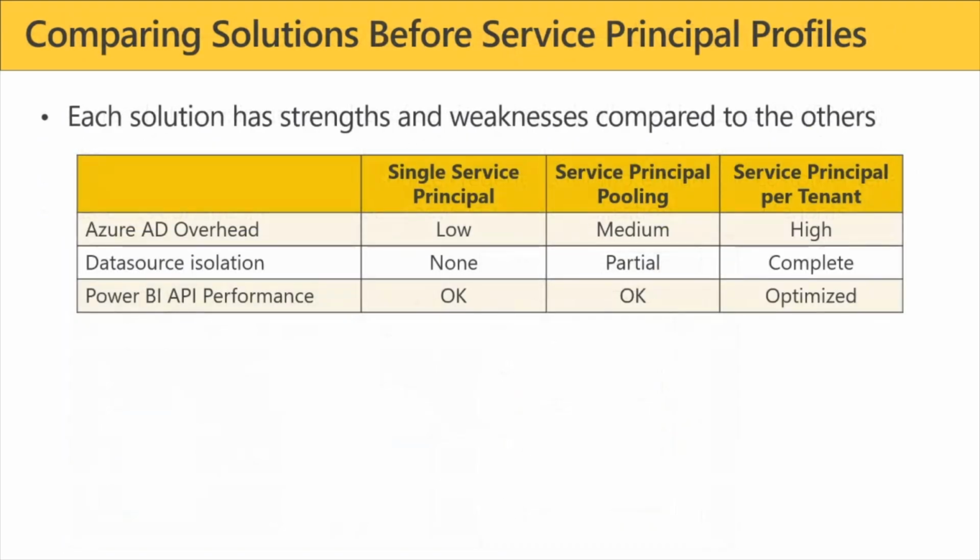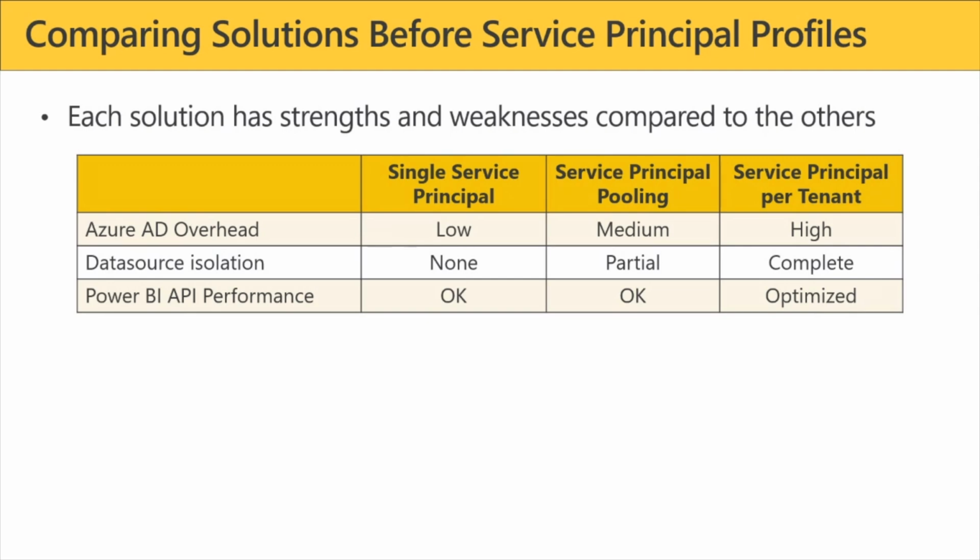Okay, so now if we rank these three: single service principal, low overhead, only one Azure AD application, but pretty bad with isolation and not great with performance. Service principal pooling, a little bit more Azure AD overhead, maybe once every couple of weeks you have to create a new Azure AD application. But once again, if we look at data source isolation and performance, they're just okay. And we get to service principal per tenant, very high overhead, so high it might be impossible. But when we look at the data source isolation and performance, those come up very high.